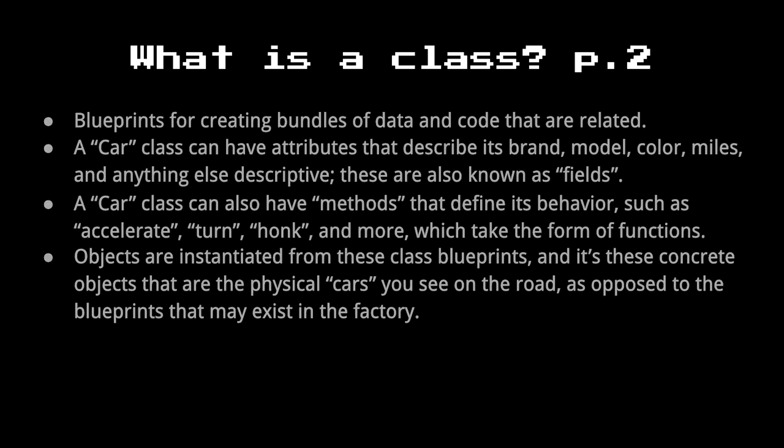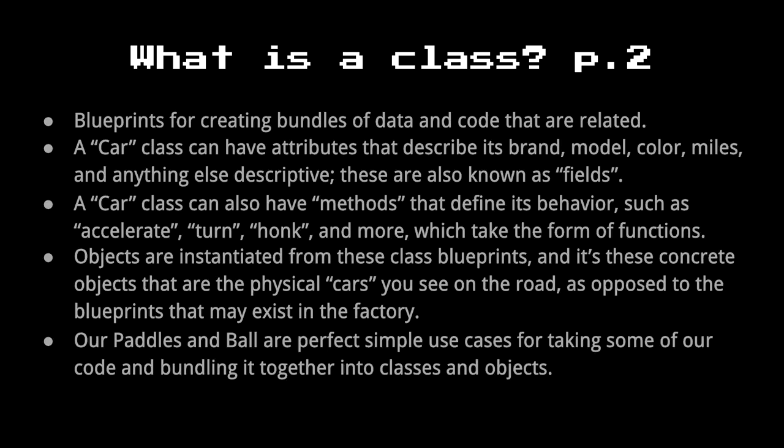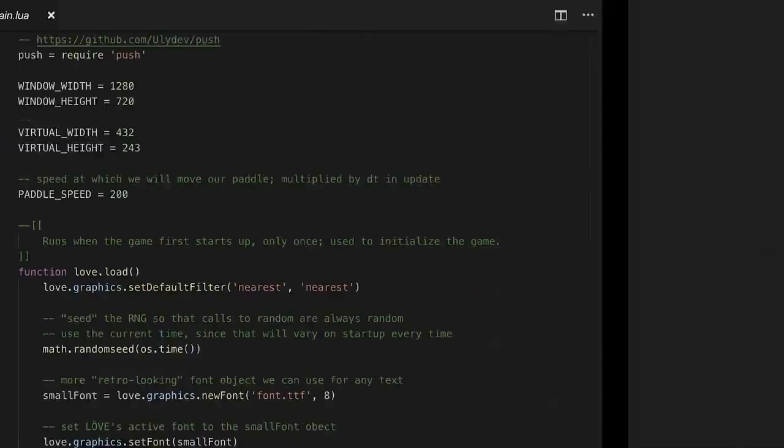So just some bullets that I put together. You can see blueprints for what a class is. They are a bundle of data and code, and all of this describes essentially what I just talked about. And we're going to take the concept of the class and the object, and we're going to tie it into the paddles and the ball specifically for this application. So that's it for the slides.